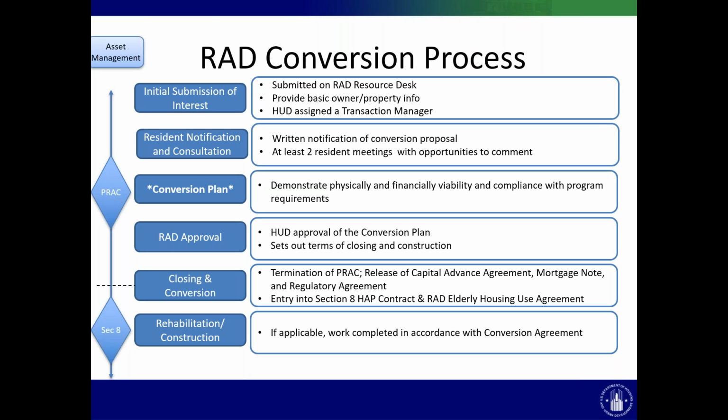Closing will involve the termination of the PRAC, and the releasing of the PRAC documents such as the capital advance agreement, your mortgage note, and regulatory agreement, whereby you'll enter into a Section 8 HAP contract and a RAD elderly housing use agreement. And the last step, if applicable, is that your work must be completed in accordance with your conversion agreement.